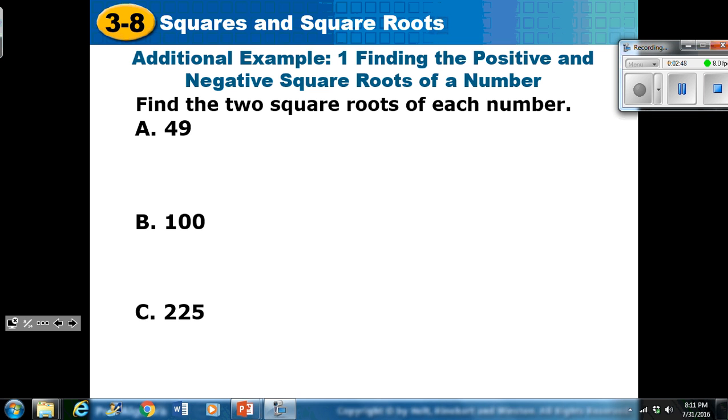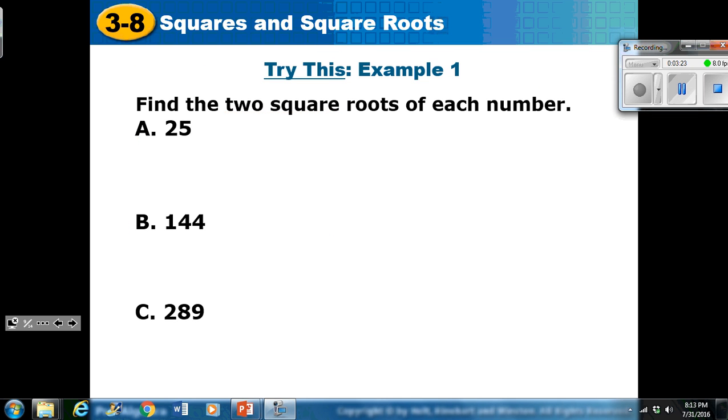Okay, so this should be fairly simple. It says to find the two square roots of each number. We know that 7 times 7 equals 49, so the square root of 49 is going to be 7. They want two roots, so they want the positive and the negative, plus or minus 7. We know that 10 times 10 equals 100, so the square root of 100 is 10, positive 10 and minus 10. The square root of 225, that would be 15 times 15 equals 225. So it's plus or minus 15.